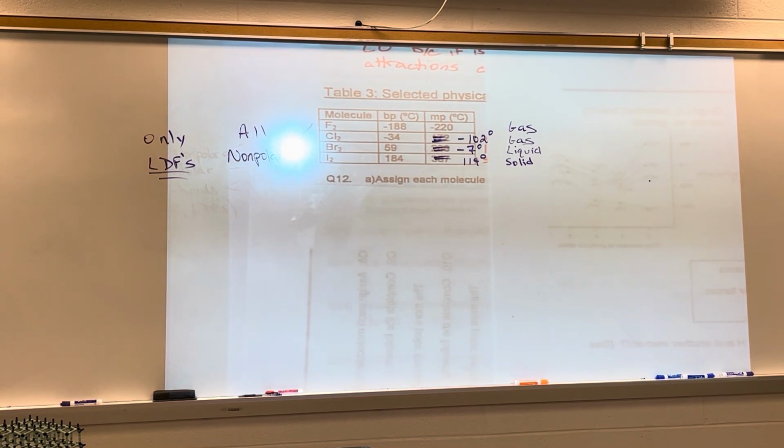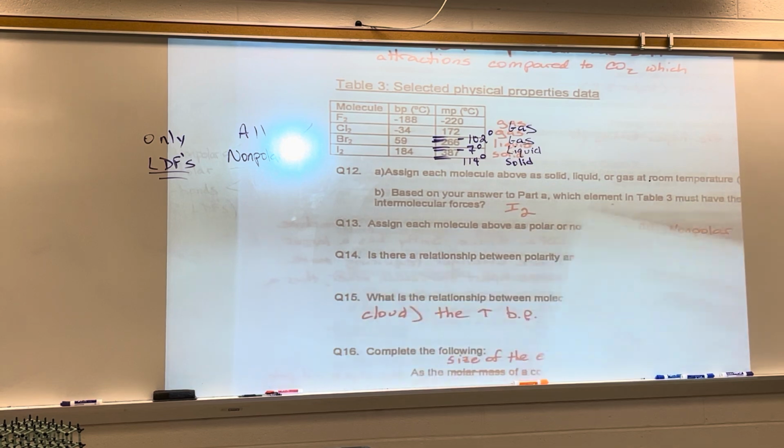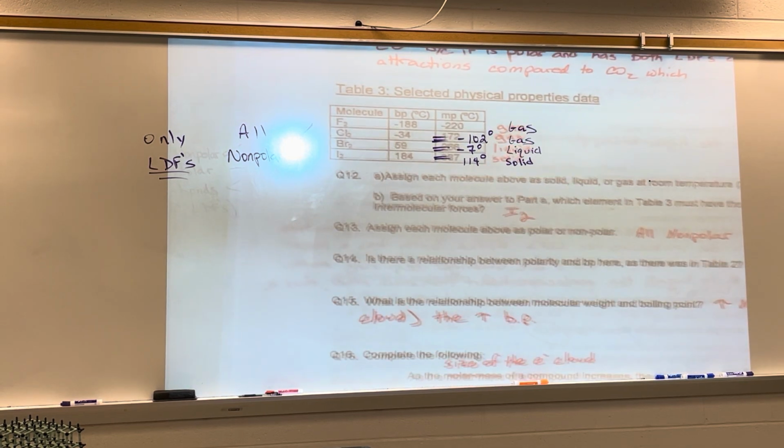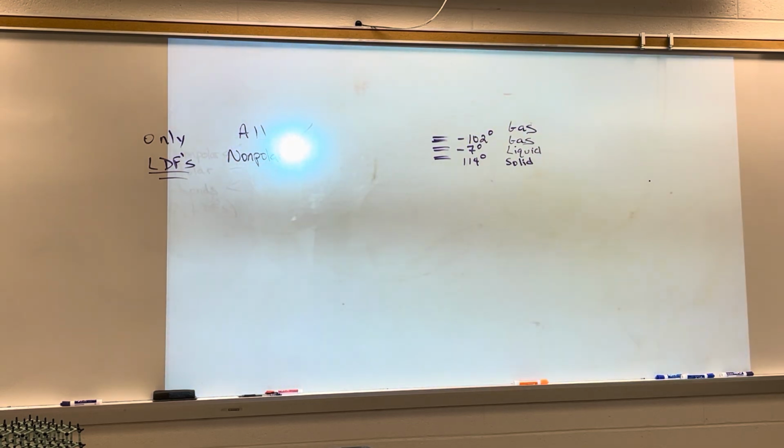Given that, we already answered that they're all nonpolar. Is there a relationship between polarity and boiling point? On this one, no, because they're all nonpolar, so there's no relationship there. What is the relationship between molecular weight and boiling point? The higher the weight, the higher the boiling point, but I don't like the wording here because we can't say it's got stronger forces because it's got bigger molecular weight. What do we say? Larger electron clouds. So really change molecular weight to larger size of the electron cloud, because it's more polarizable.